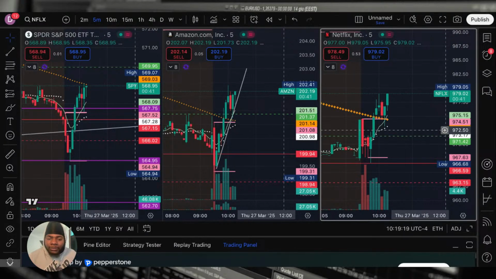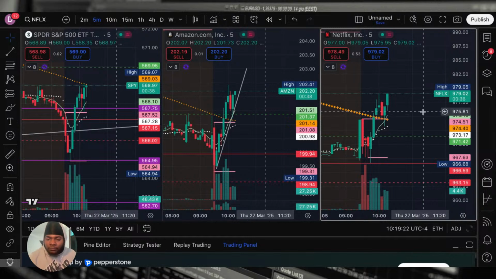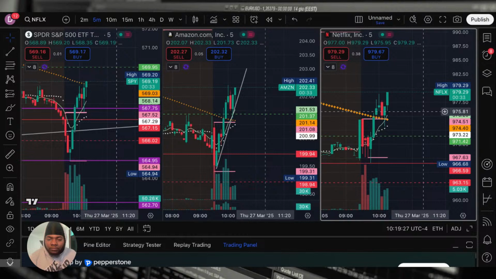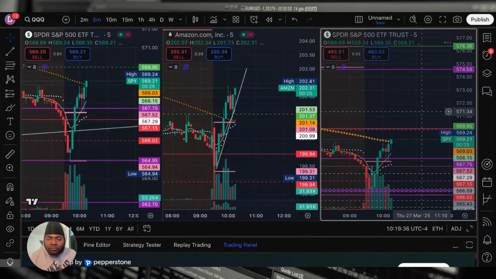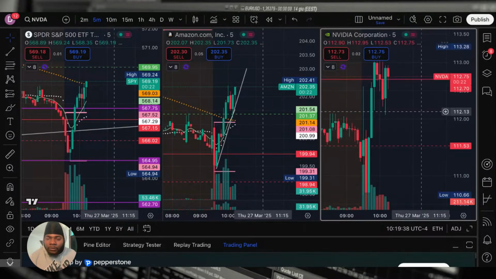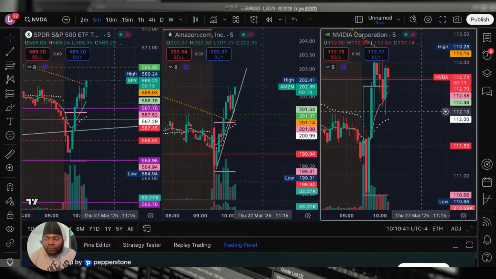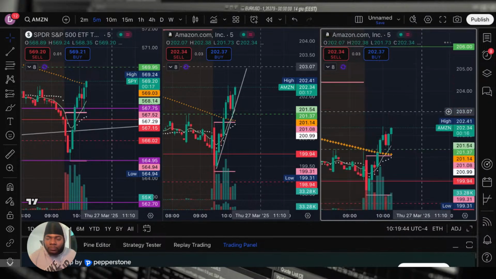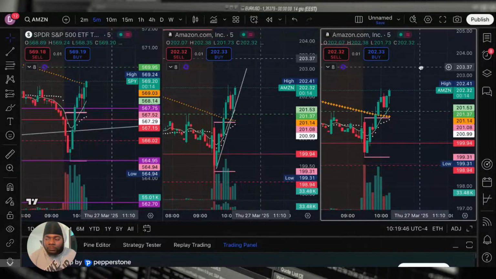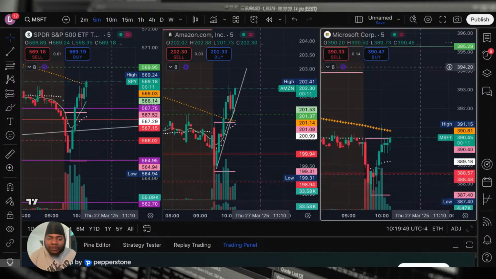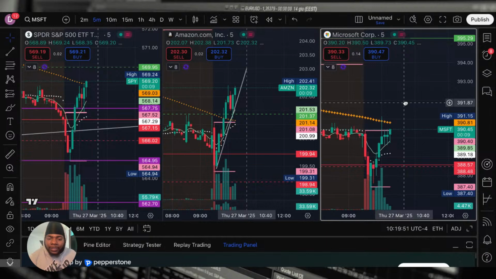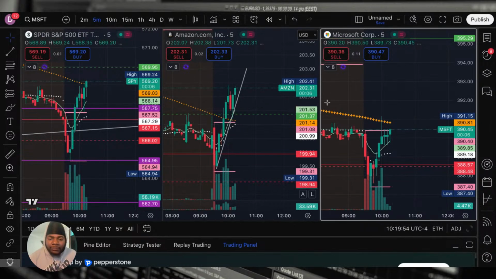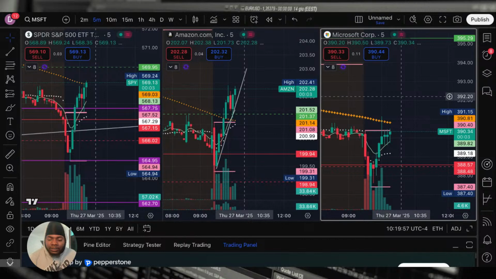All right, guys, I just took my entry on Amazon calls. There we go. We're up 4% right now. There we go. Sitting up 5% right now. Hopefully SPY can stay above this 200 moving average. If SPY stays above, we're good.